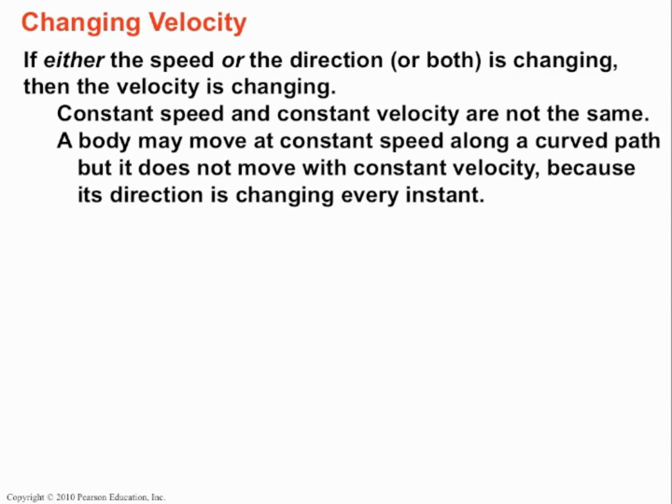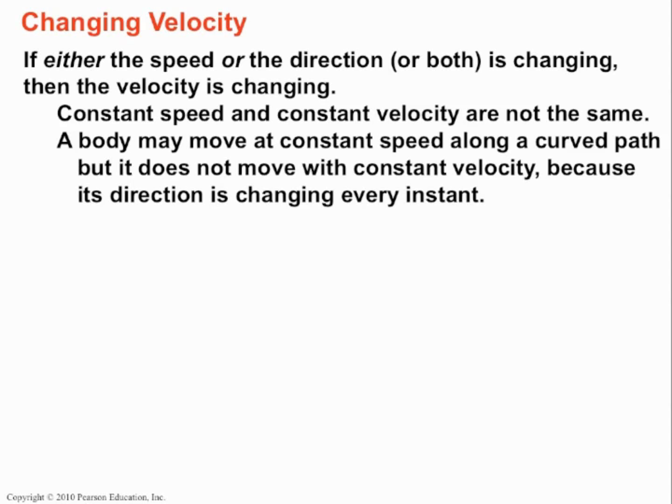Alright, so imagine you're driving a car around a circular racetrack. Well, as you go around a turn, your direction is changing, and your speed may or may not be changing. You might be accelerating out of a turn or decelerating into a turn, and in that case, the magnitude and direction of your velocity both are changing. Constant speed and constant velocity are not the same.